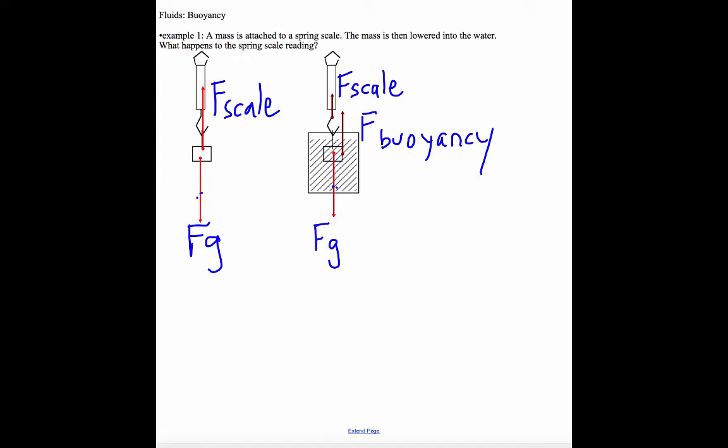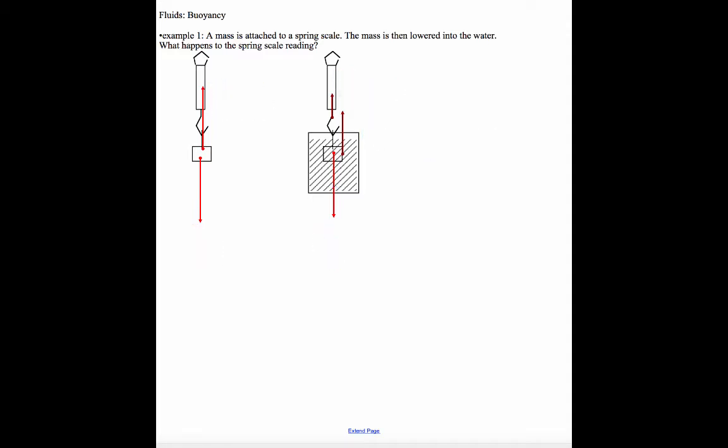Okay, so buoyancy. Imagine that we have an object and we hook it up to a spring scale and hold it up in the air. There's a force of gravity acting on that object, and the object is supported by the spring scale, so those two forces are balanced.